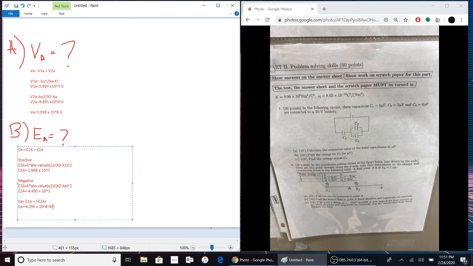newtons per coulomb. So again, these are all of our derivations here. And just to save space, I've gone ahead and just calculated them out here for you. So then, once we have our different variables, we're going to add E2A, which is a negative, to E1A and get EA, newtons per coulomb. Make sense? Should. This comes out to be in the negative direction.